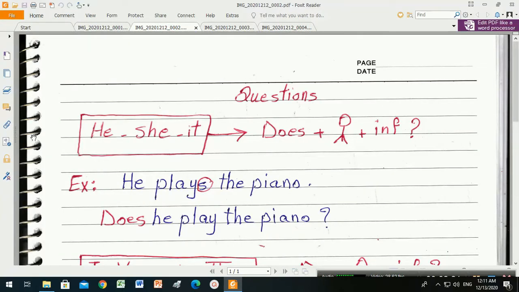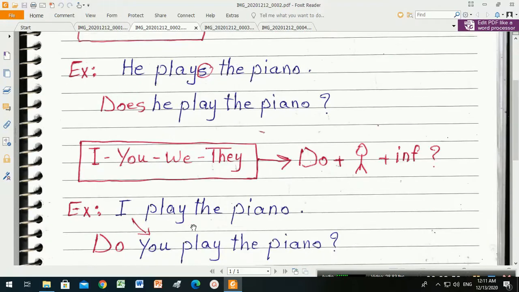For questions: he, she, it, does plus the subject plus the verb in infinitive. For example, he plays the piano. If we want to make this sentence a question, we start with does. Why do we start with does? Because of he. He, she, it takes does. Does he play? Here we remove the s because after does the verb comes in infinitive.